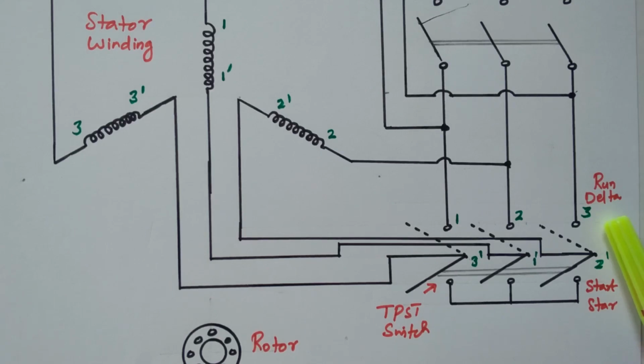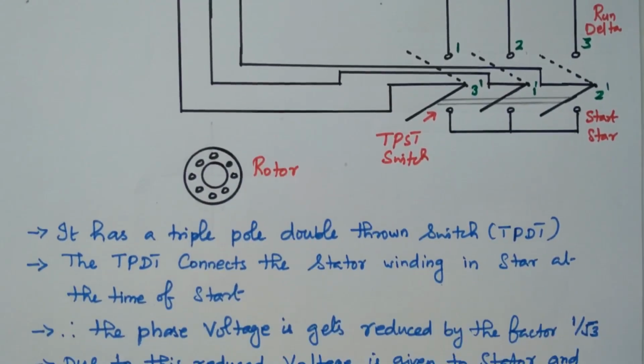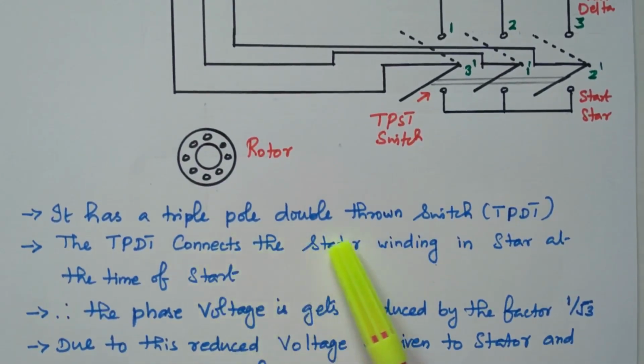So the main aim is, during starting, the stator winding is connected in star connection in order to reduce the voltage by 1 by root 3. Once the motor gains the normal speed and normal voltage, the connection is changed to the upper end of the TPST switch, so that it is connected in delta connection. Now we'll see the description. It has the triple pole double throw switch, TPDT, triple pole double throw.